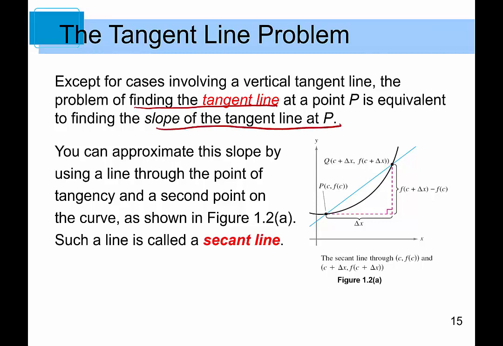As I mentioned, slope is always one of the most fundamental terms related to any line. And you can approximate slope by using a line through the point of tangency and a second point on the curve. I'm showing you this is point P. And let's say we have another point somewhere here. So for the slope at that point, we're using change of y over change of x, right?